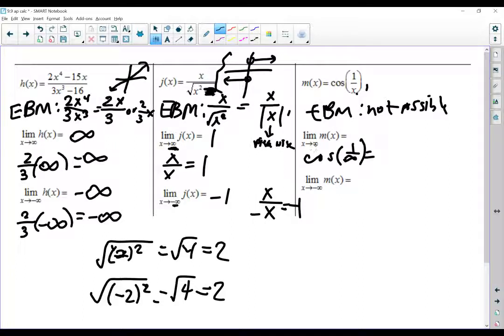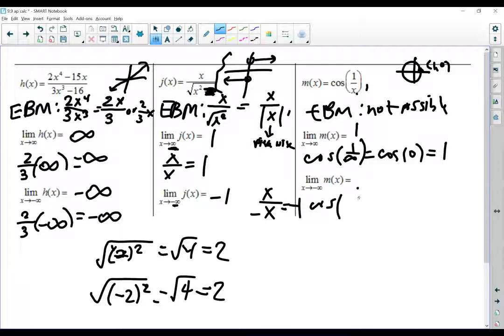So if I'm thinking about x approaching infinity, that means that this value down here in the denominator is going to be approaching infinity, and 1 divided by infinity is approaching 0. So this just becomes the cosine of 0. Now, if I think about my unit circle, 0 radians is over here. Okay, the cosine of 0 is 1. So that limit would be 1.